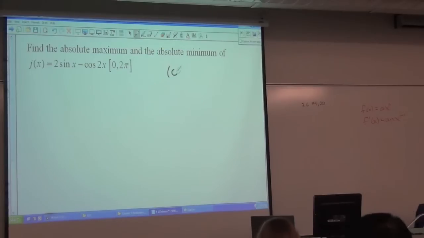So let's check. When x is 0, what's the value of this function? Sine of 0 is 0. Cosine of 0 is 1, so that would make it negative 1. So at 0, it's at negative 1. How about at 2 pi? Sine of 2 pi is 0. What's the cosine of 4 pi? It's still negative 1, right? Yeah, cosine of 4 pi is 1, so that's still negative 1.